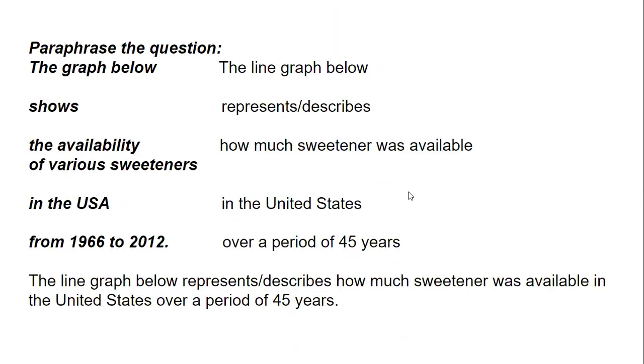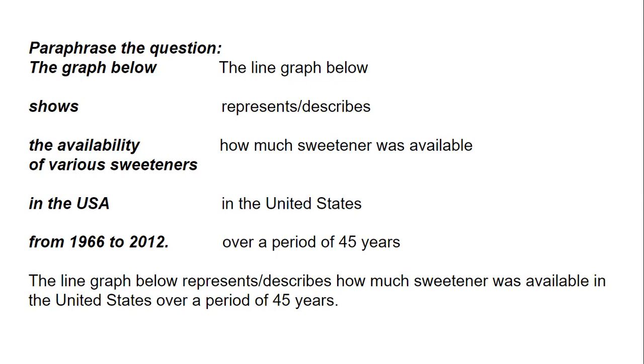Now the first line is going to be this. The line that is written in bold and dark is the line given in the question paper. And the line that is written a little lighter in color is the line you have paraphrased. Now it says the graph below. You can write here the line graph below. Shows could be written as represents or describes the availability of various sweeteners, how much sweetener was available in the US, in the United States, from this to this over a period of 45 years.